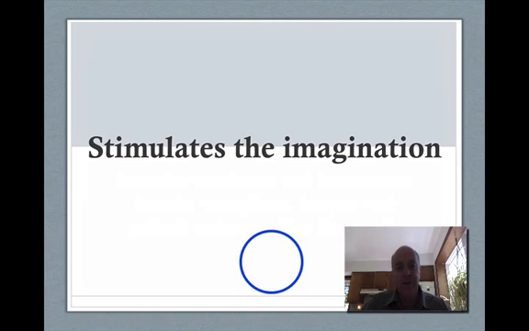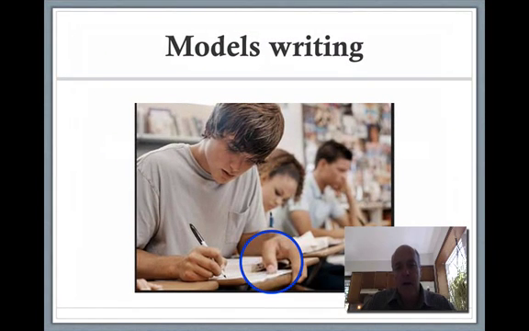And reading, of course, stimulates the imagination. And a lot of research shows that we think visually. Reading provides a great model for writing.